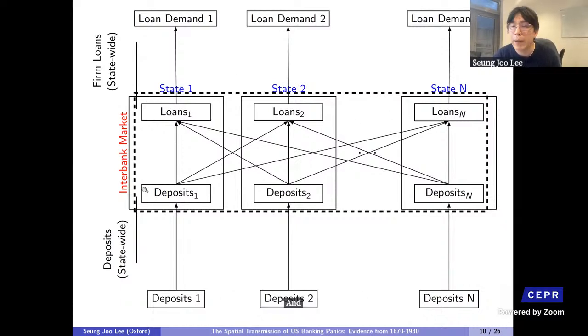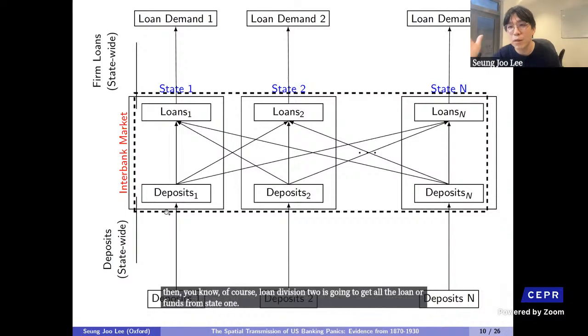And then there's an interbank market across different states. The deposit division of bank 1, the bank of state 1, can lend funds to loan divisions in state 2 or state n. And of course, from loan division 2's perspective, it's great because it can look at all the rates proposed by the different deposit divisions across different states and then choose the best rate. If deposit division 1 offers the lowest rate for its loanable funds, then loan division 2 is going to get all the loanable funds from state 1. So this is how the model works.